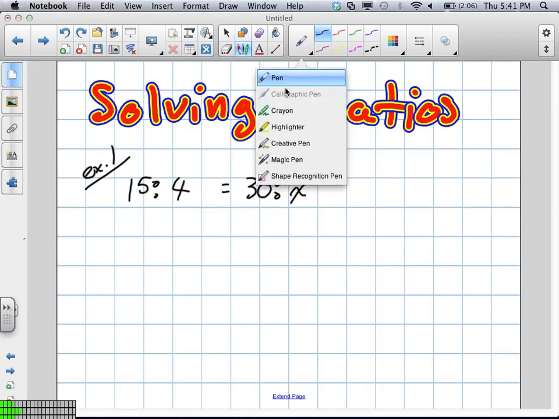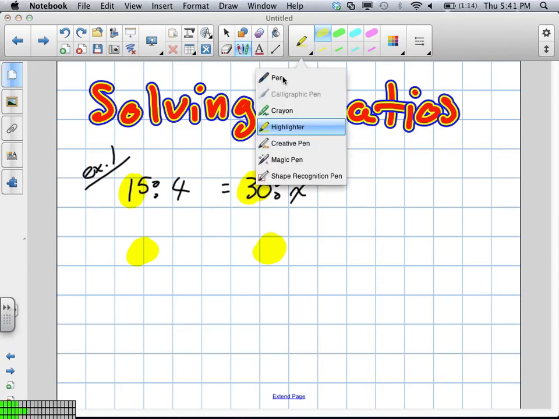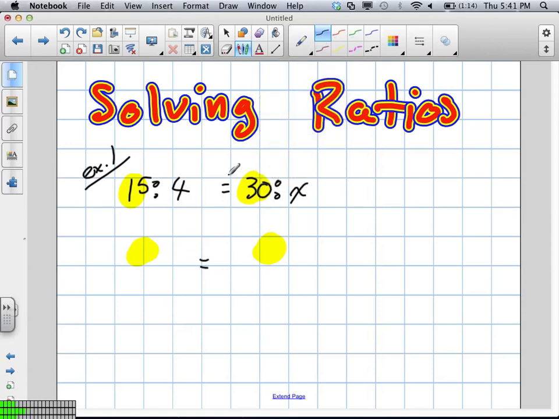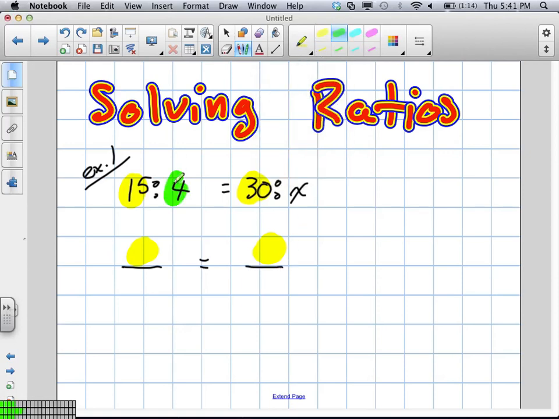What I'm going to do is make the number that comes first the numerator. So it's going to be the numerator in both of our fractions. What I mean by that is we're going to have two fractions with an equal sign, and the numerator is going to be the top number in both fractions. And I'm going to make the other number the denominator in both fractions. Okay, so now they're equivalent fractions. Let's write them in. Well, this becomes 15 over 4, and this becomes 30 over x.